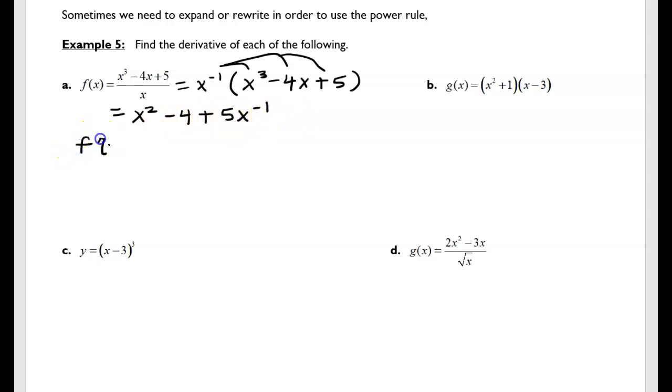and take my derivative. So the derivative of x squared is 2x. The derivative of minus 4 is 0. Remember, derivatives of constants are 0. The derivative of 5x to the negative first would be negative 5x to the negative second. Subtract 1 on the exponent there. And then if you want to rewrite, this would be 2x minus 5 over x squared.